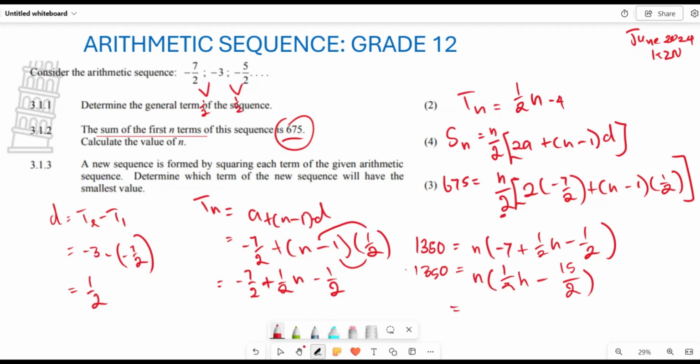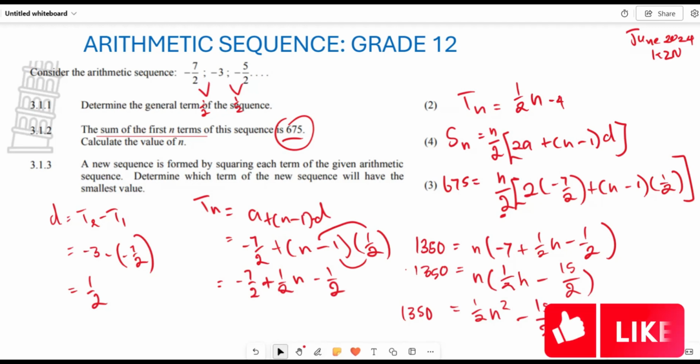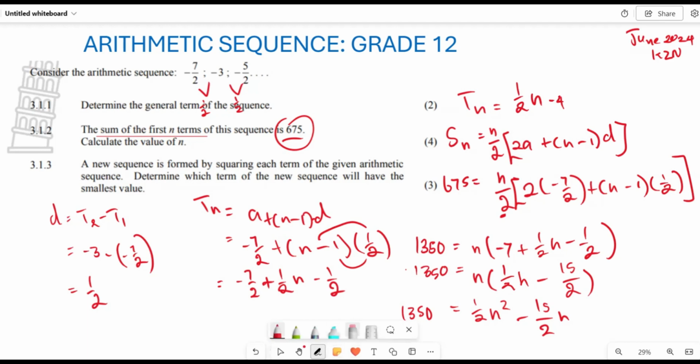And then now when you're multiplying here, what is it that you're going to end up having? This is going to be 1350 equals 1 over 2 n squared, subtract 15 over 2n altogether. Now what is it that you can do? You can just multiply by 2 everywhere so that you remove the fractions, right?